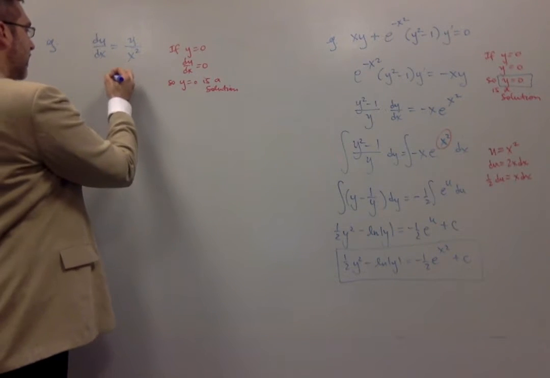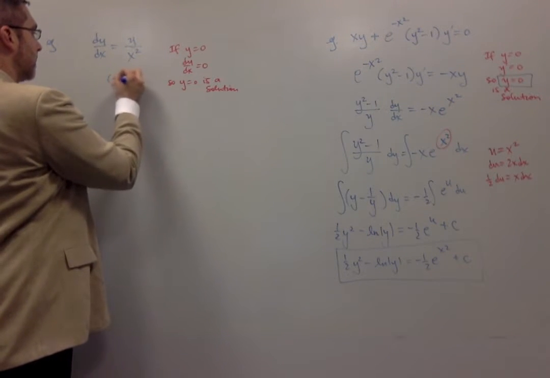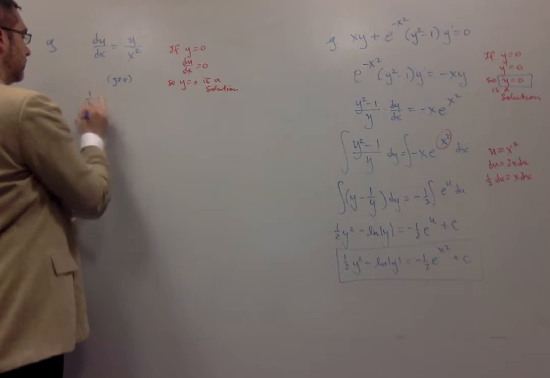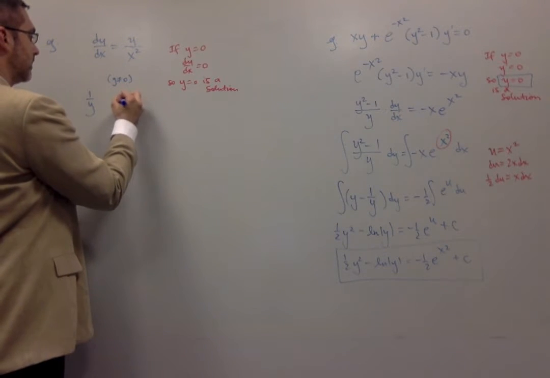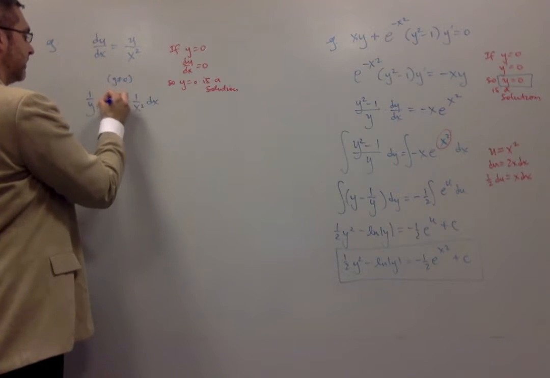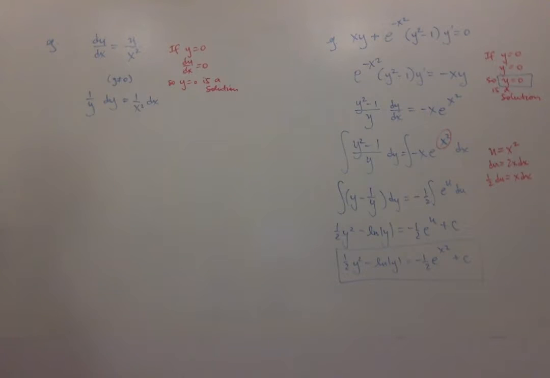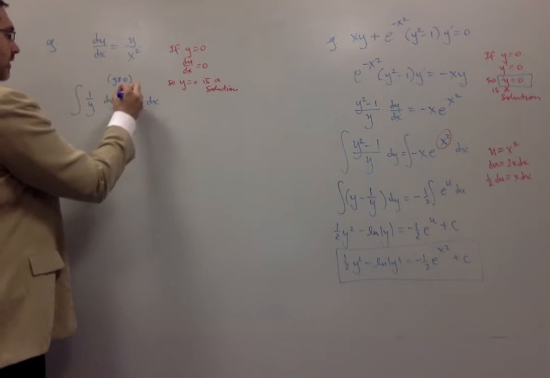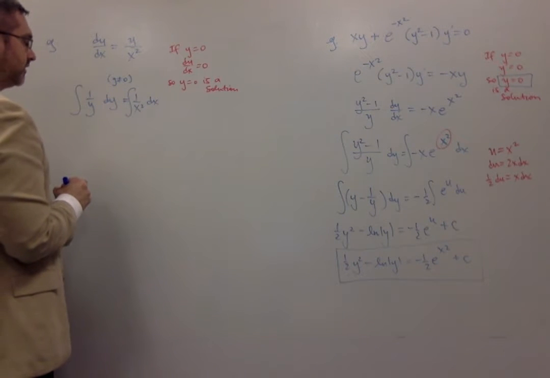So if y is not 0, then I can divide by it. So I'm going to put 1 over y over here. And I've got 1 over x squared. And let's stick the dx on the right side and leave the dy on the left side. So it is separable. I'm going to integrate both sides.